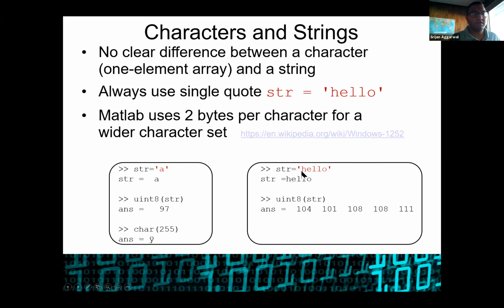So if I say str equals hello, and I convert that into unsigned integer of 8 bits, that will give me the corresponding ASCII value of each of those characters.